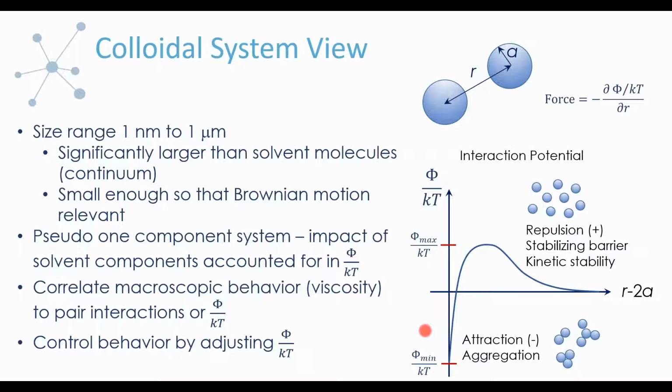When you think of a system that has repulsions, this is something that has a stabilizing barrier. And it tends to make systems what we refer to as kinetically stable. The time frame for stability is going to depend on the magnitude of this barrier, so the higher the barrier, the longer the stability. You don't get something that's thermodynamically stable until this barrier goes towards infinity. But if it's high enough, then for all intents and purposes, the time frame for stability can be very long.